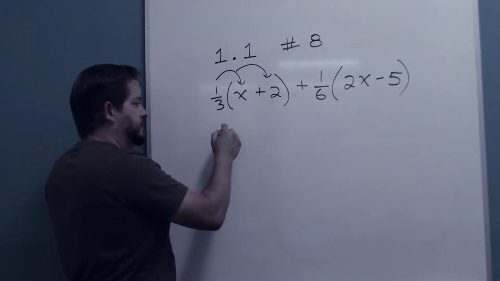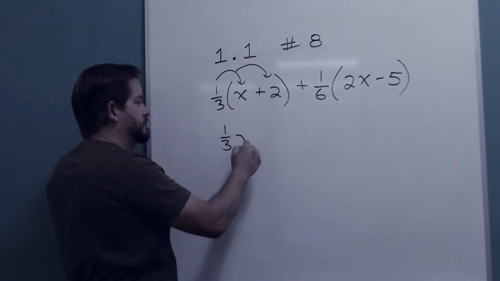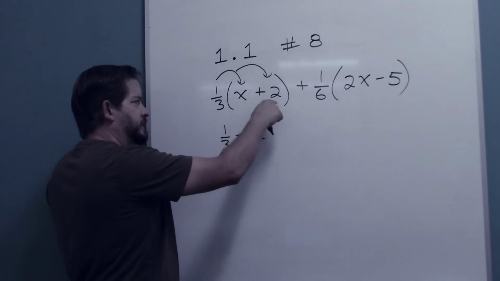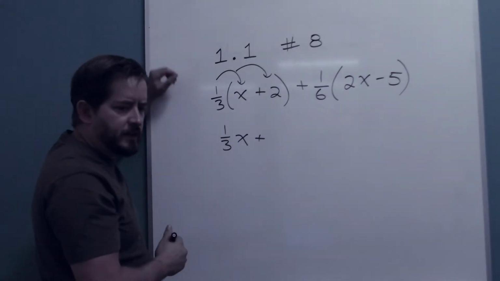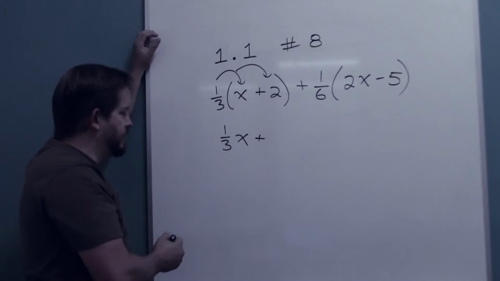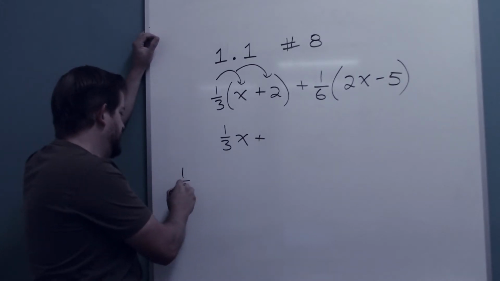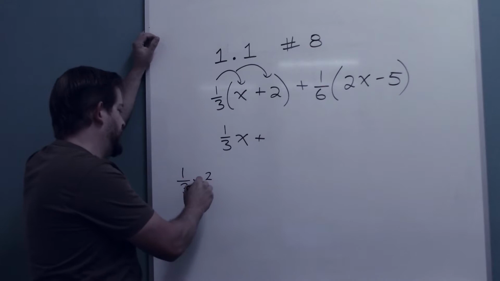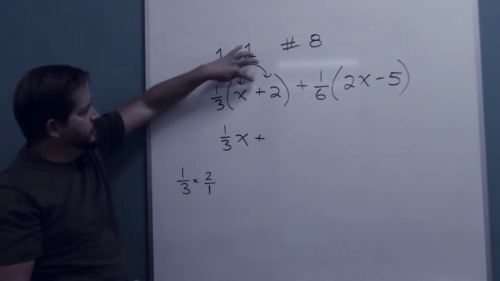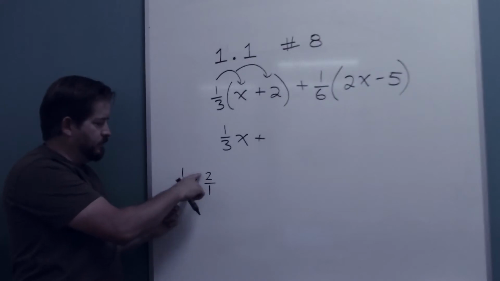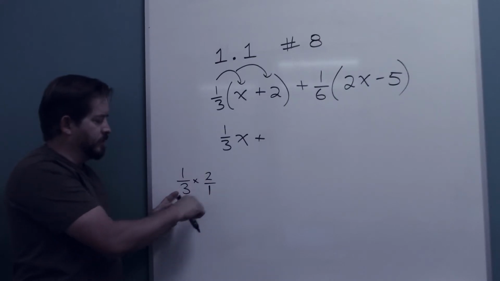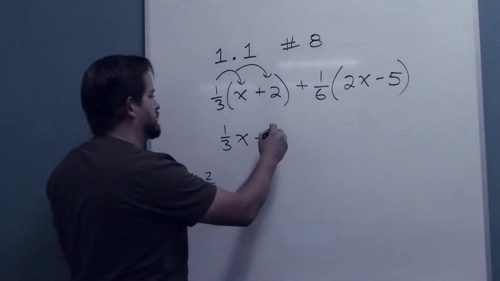1/3 times x is 1/3 x. 1/3 times 2, right? They're fractions. A lot of your comments were, I hate fractions, I don't like fractions, things like that. You'll have to get used to being able to work with fractions. If I take 1/3 times 2, it's the same thing as taking 1/3 times 2 over 1. Multiply the tops, I get 2. Multiply the bottoms, I get 3. So that's just 2/3.